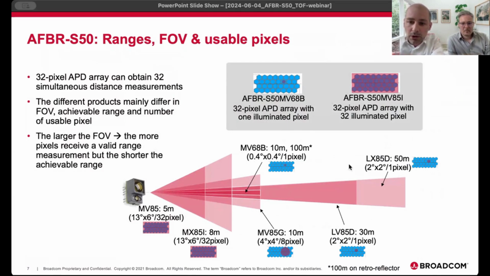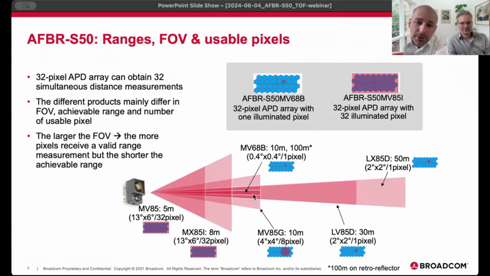We have then our long range variants with an opening angle of field of view of 2 degree times 2 degree. Also here we just illuminate 1 pixel, so you get 1 distance reading. This goes up to 50 meters and beyond. And we also have our large field of view variants, which are mostly used in robotics applications. They can make use of the whole 32 APD pixel array, meaning you get 32 independent distance readings. The field of view here is 13 degrees times 6 degrees. We're also offering an extended range version, which goes up to 8 meters.